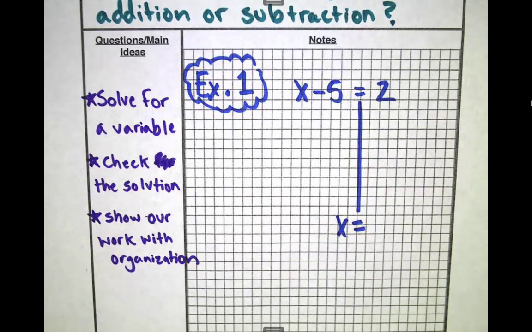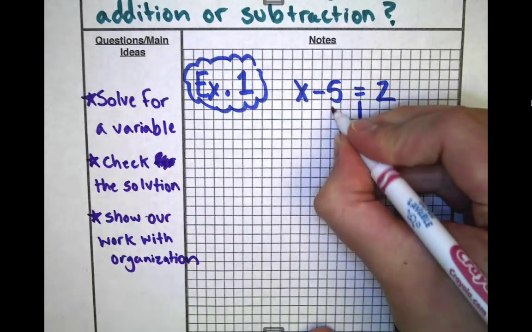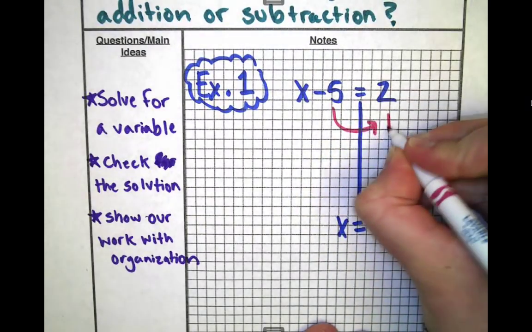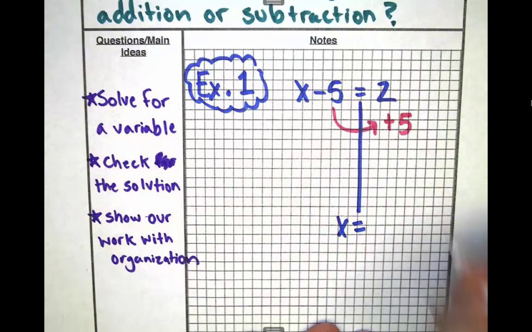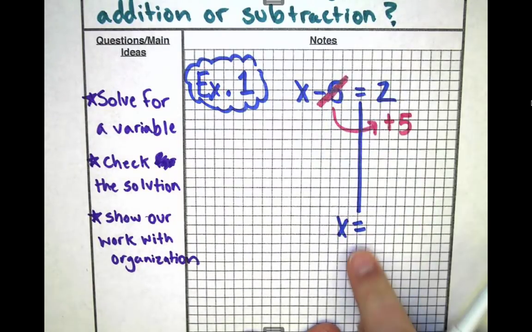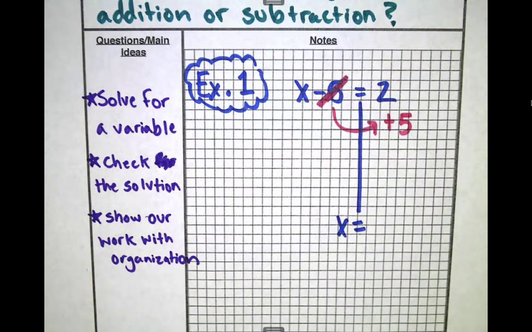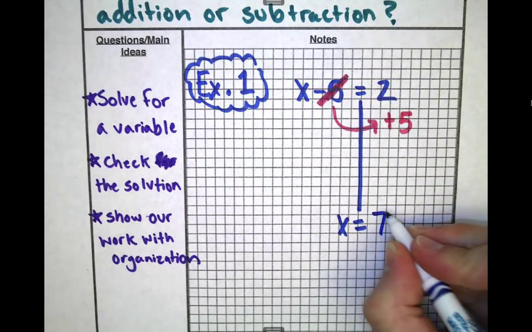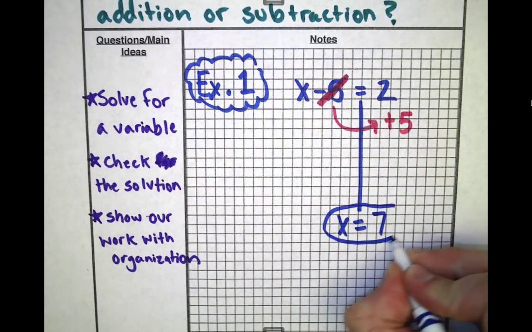So what do we need to do? Well, we need to take that minus 5 and we need to flip it to the other side to make it a positive 5. It needs to move over, and that gets rid of it so that our x is by itself. And then we do our math here, 2 plus 5. Well, 2 plus 5 is 7. So we just got our solution, x is equal to 7.